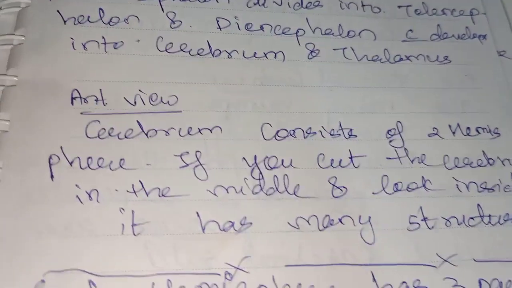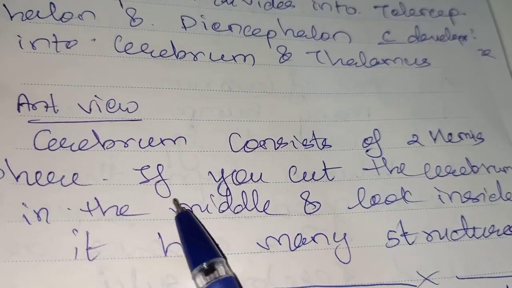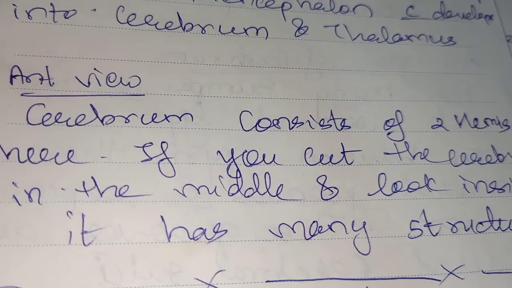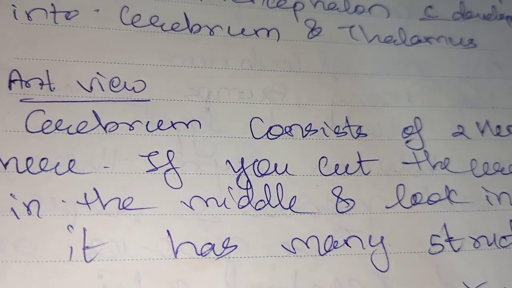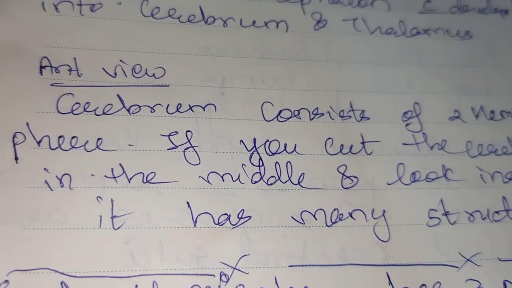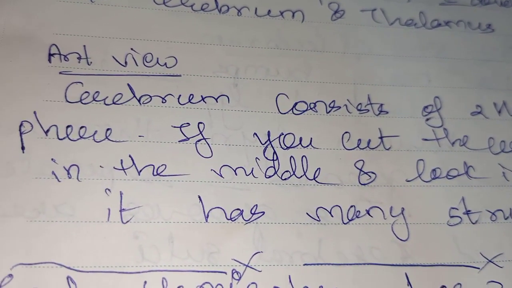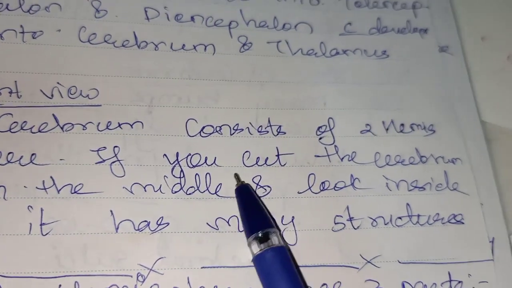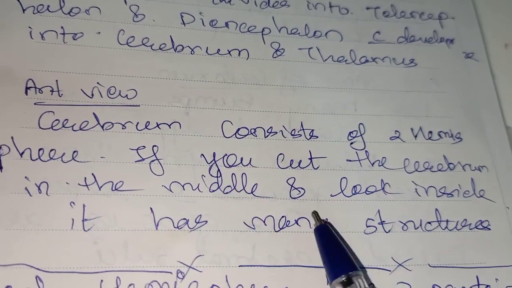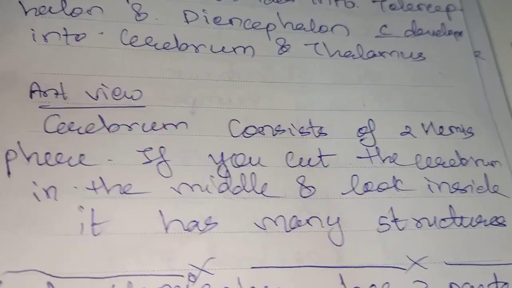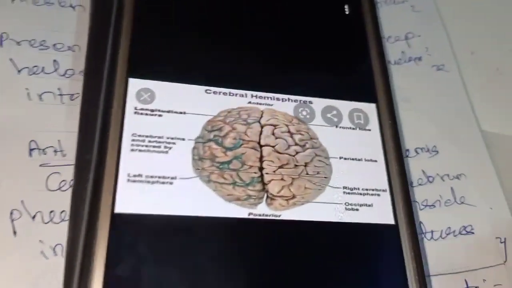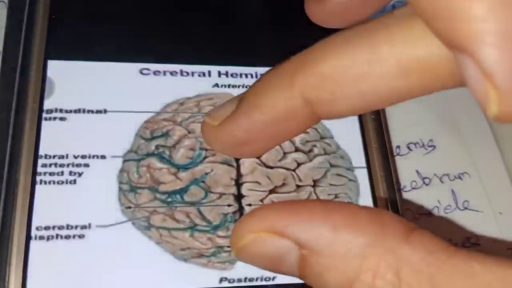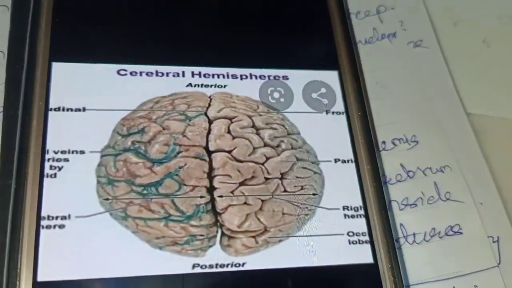Now, the cerebrum consists of two hemispheres. The cerebrum, which is the telencephalon, consists of two cerebral hemispheres. If you cut the cerebrum in the middle and look inside, it has many structures. So these are the cerebral hemispheres. This is your brain.